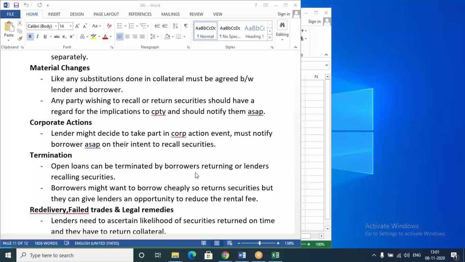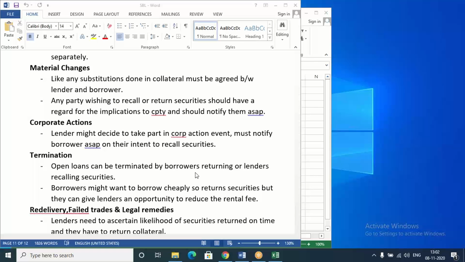Now, sometimes borrowers might decide to return the securities before the value date if it is an open contract, because maybe from somewhere else they can borrow those securities at a cheaper rental fee. But the borrower cannot wake up one day and say, take your securities back because I found someone who can give me a better rental fee. They need to let the lenders know and see if the lenders are willing to reduce the rental fee. Is that clear?